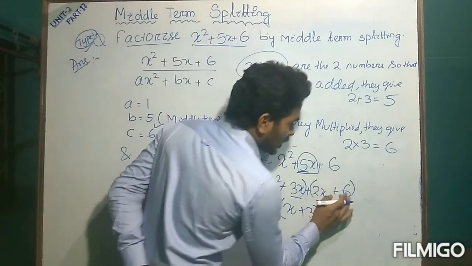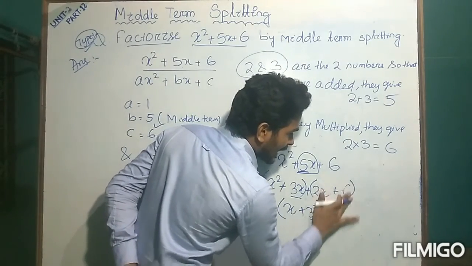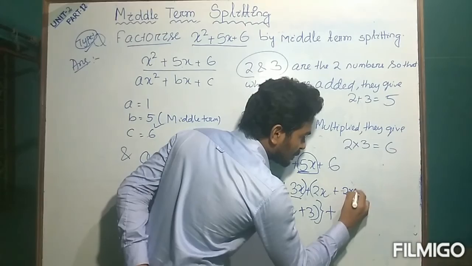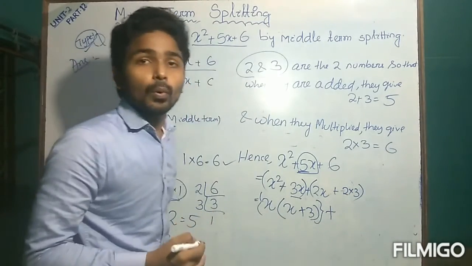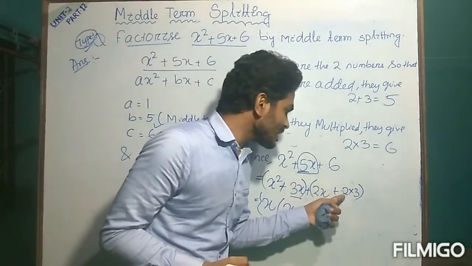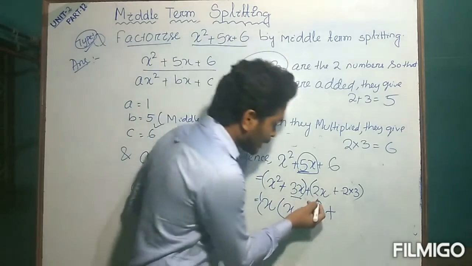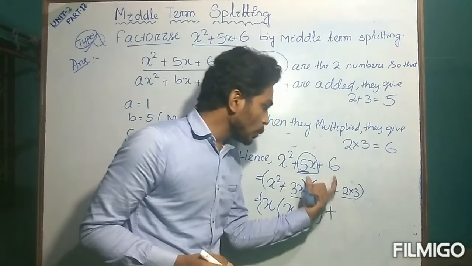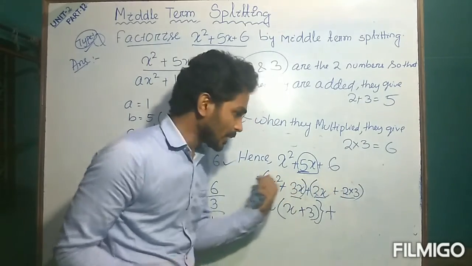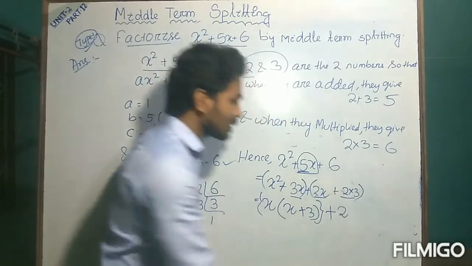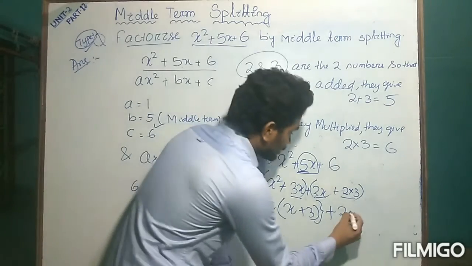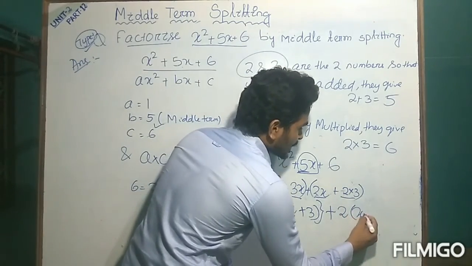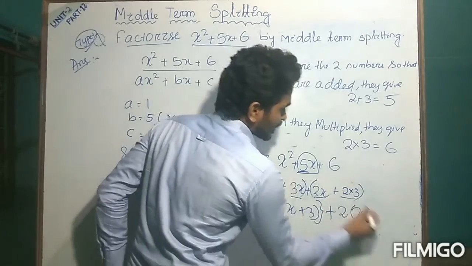Now this is clear. Plus again from these two parts, which number or which variable may be taken as common? We can write 6 as 2 into 3. Yes or no? Yes. 6 can be written as 2 into 3. Now tell me, between these two terms, which constant may be taken as common? You can say 2 can be taken as common. So the remaining part is x plus 3.